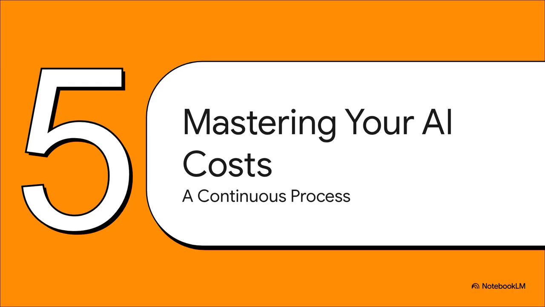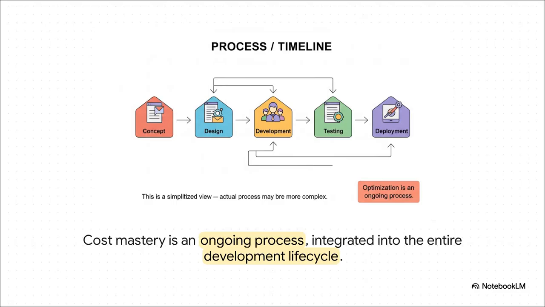Okay, last section. Let's zoom all the way out. Because really getting a handle on your AI bill, it isn't a one-time fix. It's about building a new habit, a new way of thinking into your entire workflow. See, true cost mastery is an ongoing process. It's not some checkbox you tick at the very end. It has to be part of the conversation from day one, when you're just sketching out the concept, through design, development, testing, and all the way to deployment. It's a continuous loop of optimization.